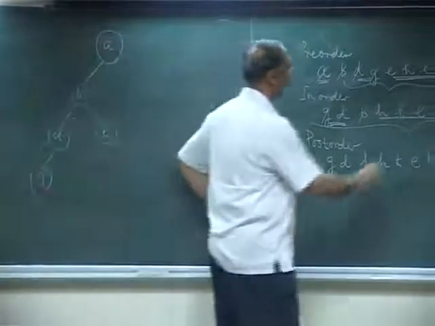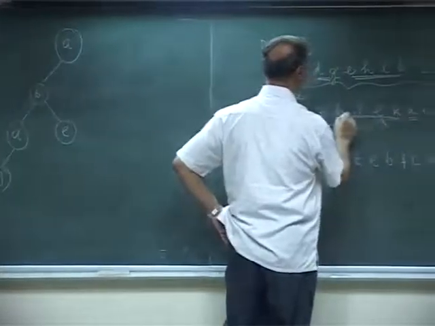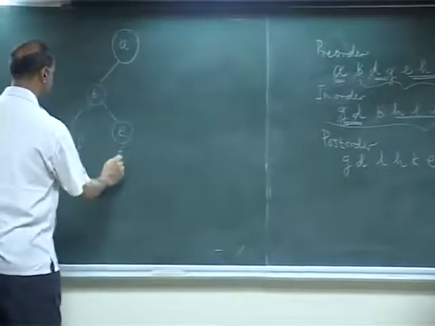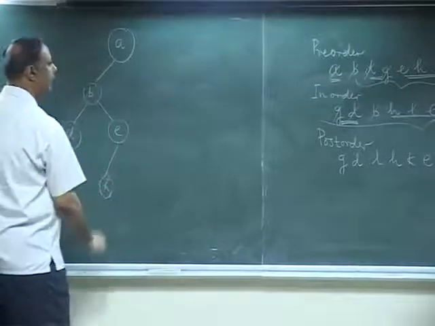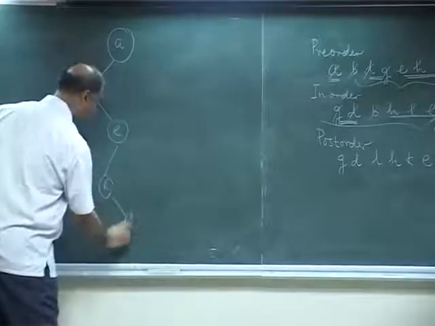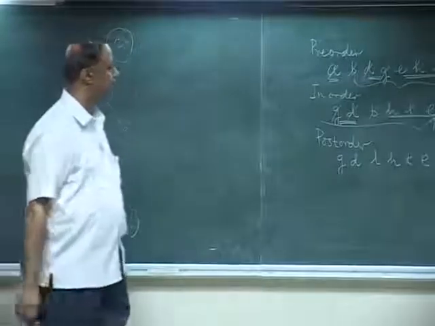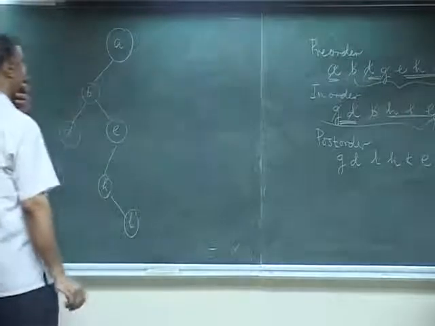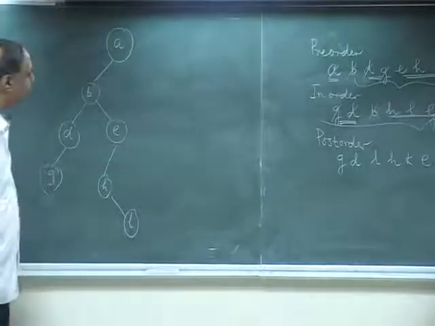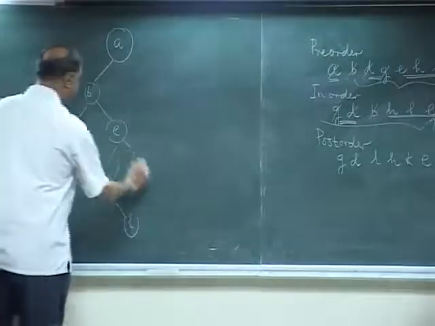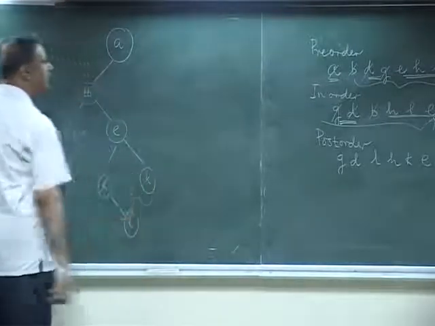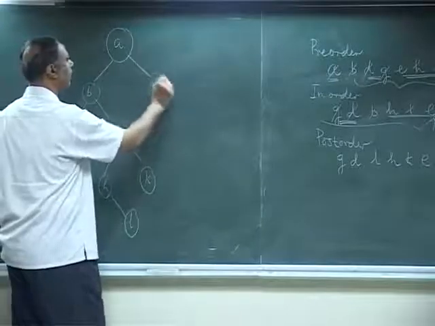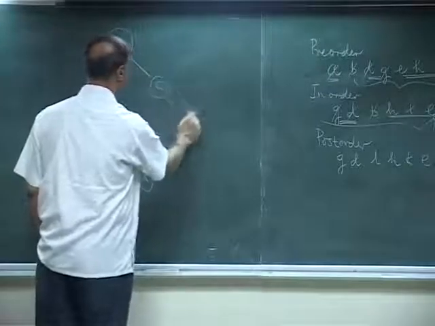Once I know the E, H and L is the left subtree of E. H and L, so H is the root. And L is the right subtree. And E, K. K is the right of E, so K. Then you have C and F, C is the root. And F is the right, so it is F.